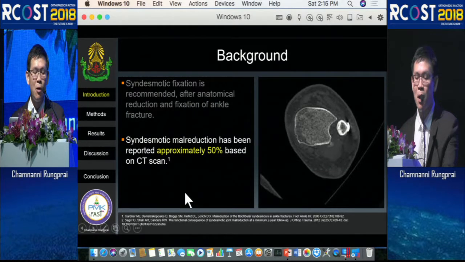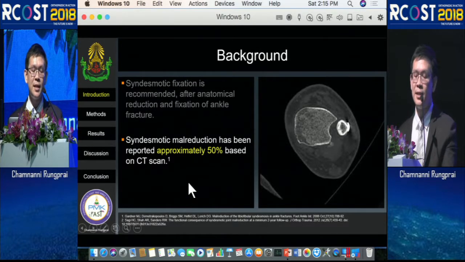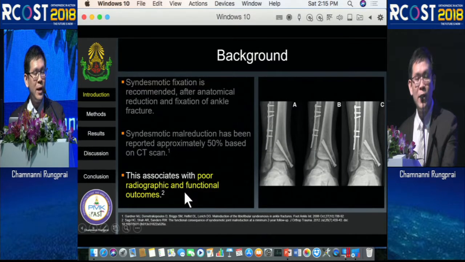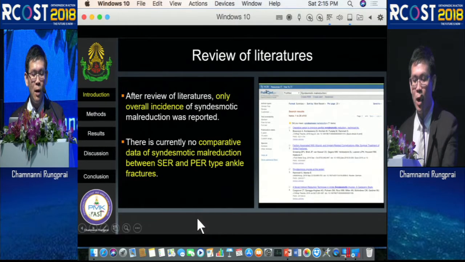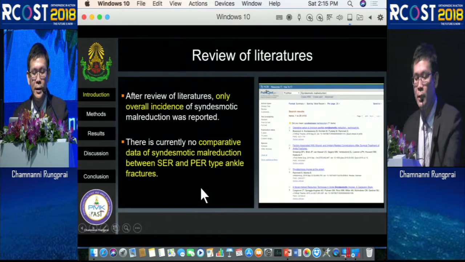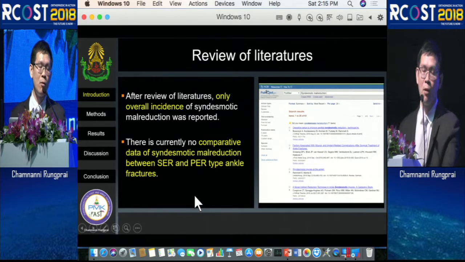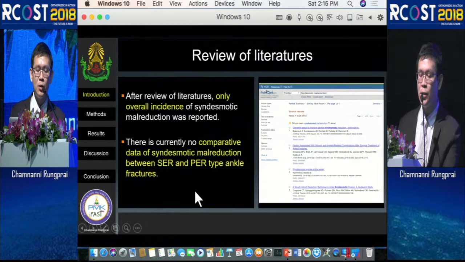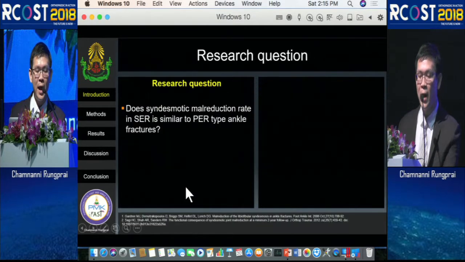However, syndesmotic malreduction has been reported in approximately 50% based on CT scan, and malreduction of the syndesmosis is associated with poor radiographic and functional outcomes. After review of the literature, only the overall incidence of syndesmotic malreduction was reported, and there is currently no comparative data of syndesmotic malreduction between SER and PER type ankle fracture.